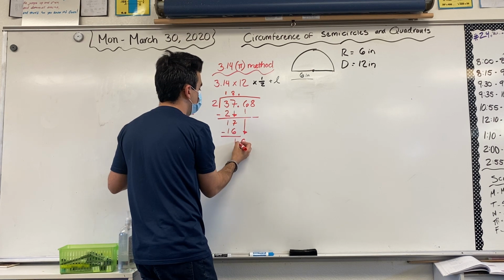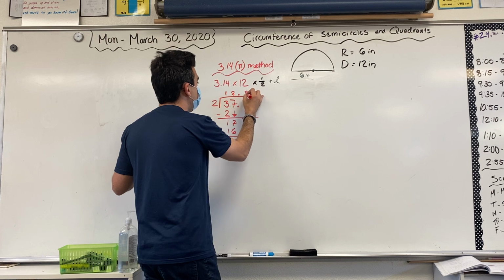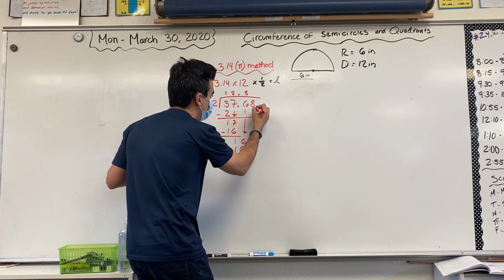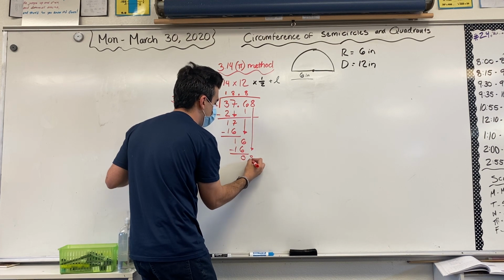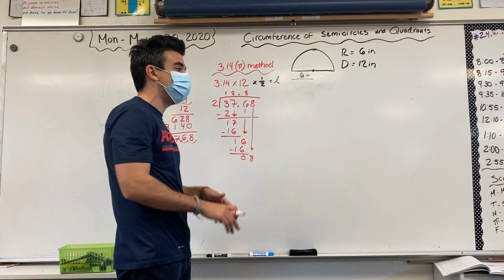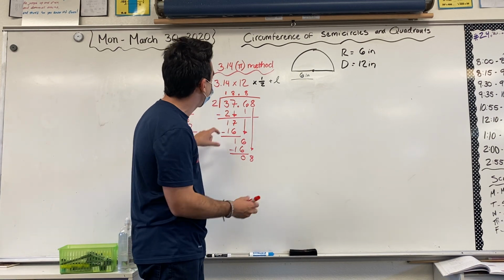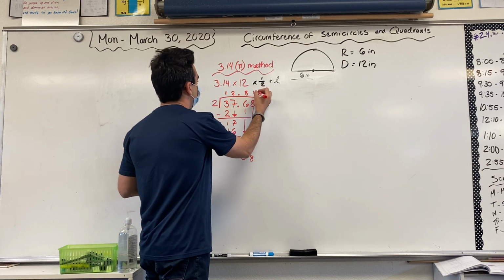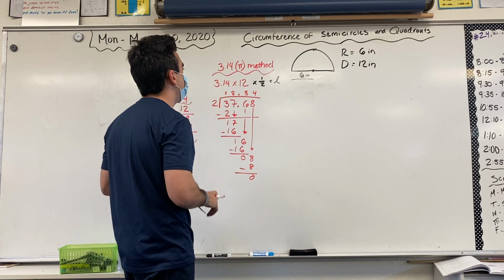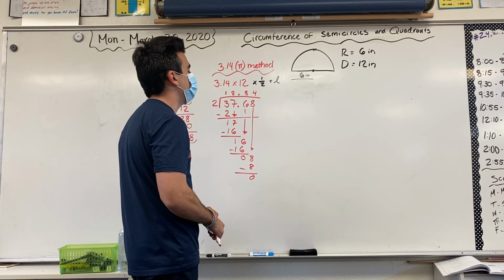2 goes into 16. How many times? 8. Very good. 8 times 2 is 16. I subtract and then bring down my last digit, which is 8. Woohoo! I'm not going to have a remainder, right? Because 2 goes into 8 how many times? Dang, you guys are smart! It does go into it 4 times. 4 times 2 is 8. Subtract. Woohoo! No remainder.